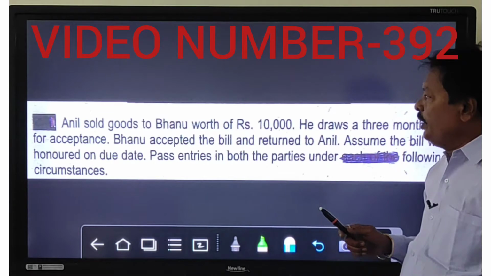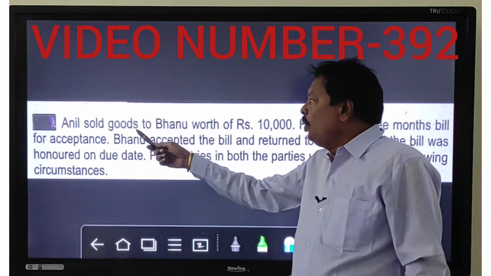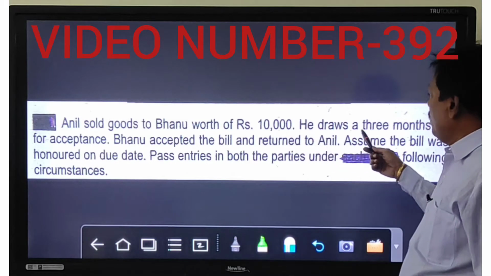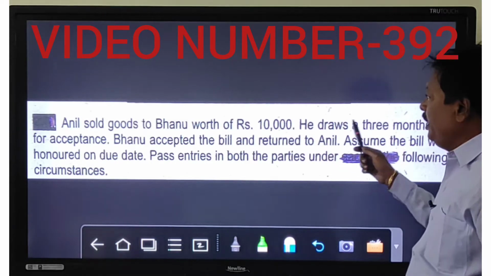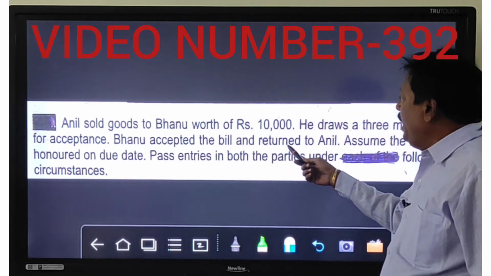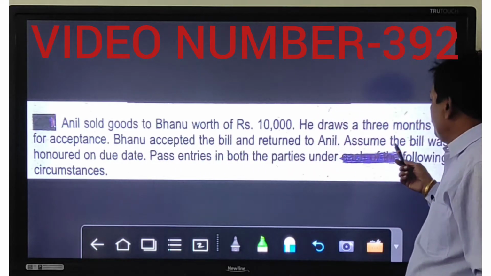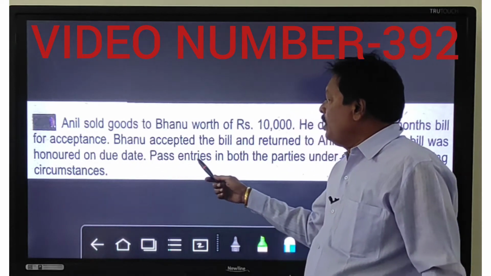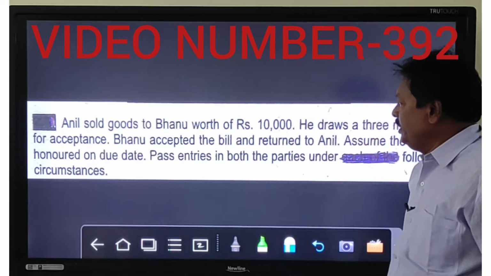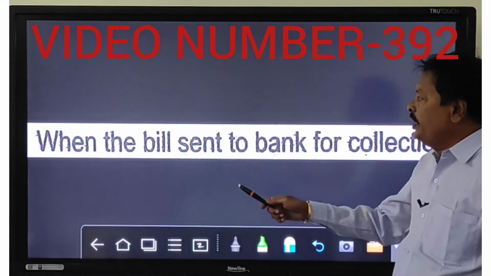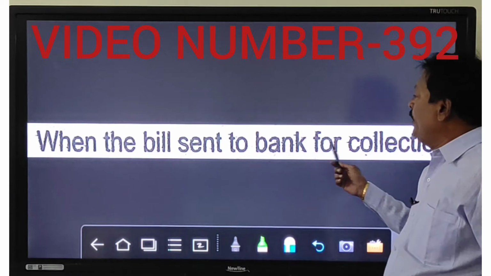When you go through the problem: Anil sold goods to Banu worth 10,000. He draws a 3 months bill for acceptance. Banu accepted the bill and returned it to Anil. Assume the bill was honored on the due date. Pass necessary journal entries in the books of both parties, under the situation when the bill is sent to bank for collection.